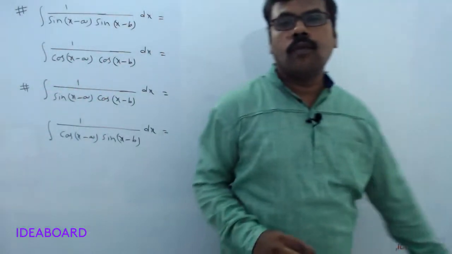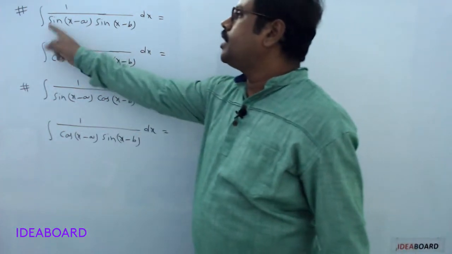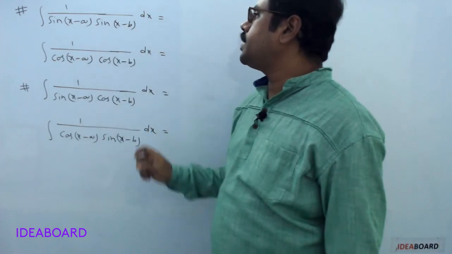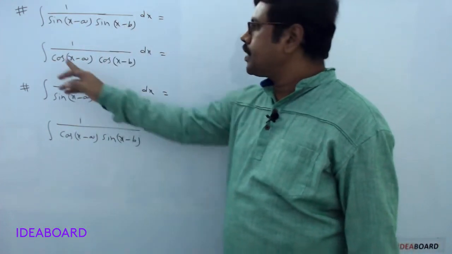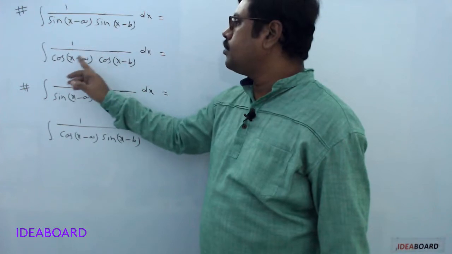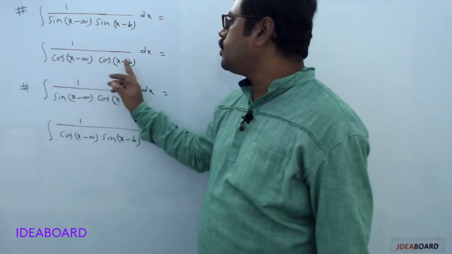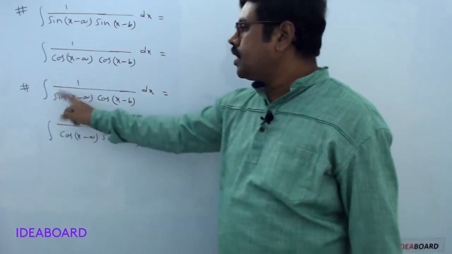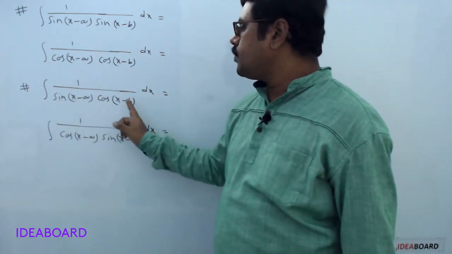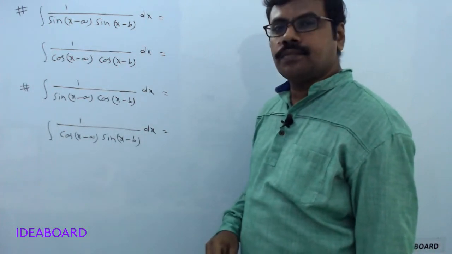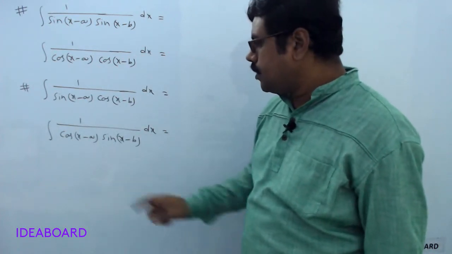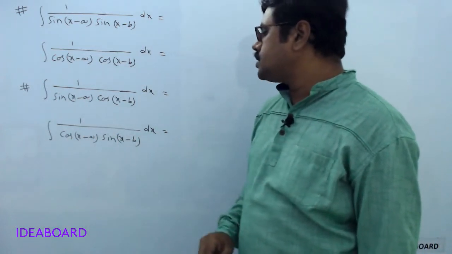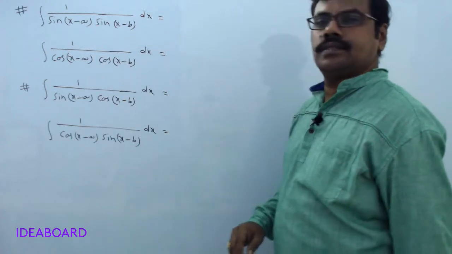Now come to another model. Integral 1 divided by sin of x minus a into sin of x minus b dx. It is integral 1 divided by cos of x minus a into cos of x minus b dx. This is integral 1 divided by sin of x minus a cos of x minus b dx. Look at the last one. Integral 1 divided by cos of x minus a into sin of x minus b dx.